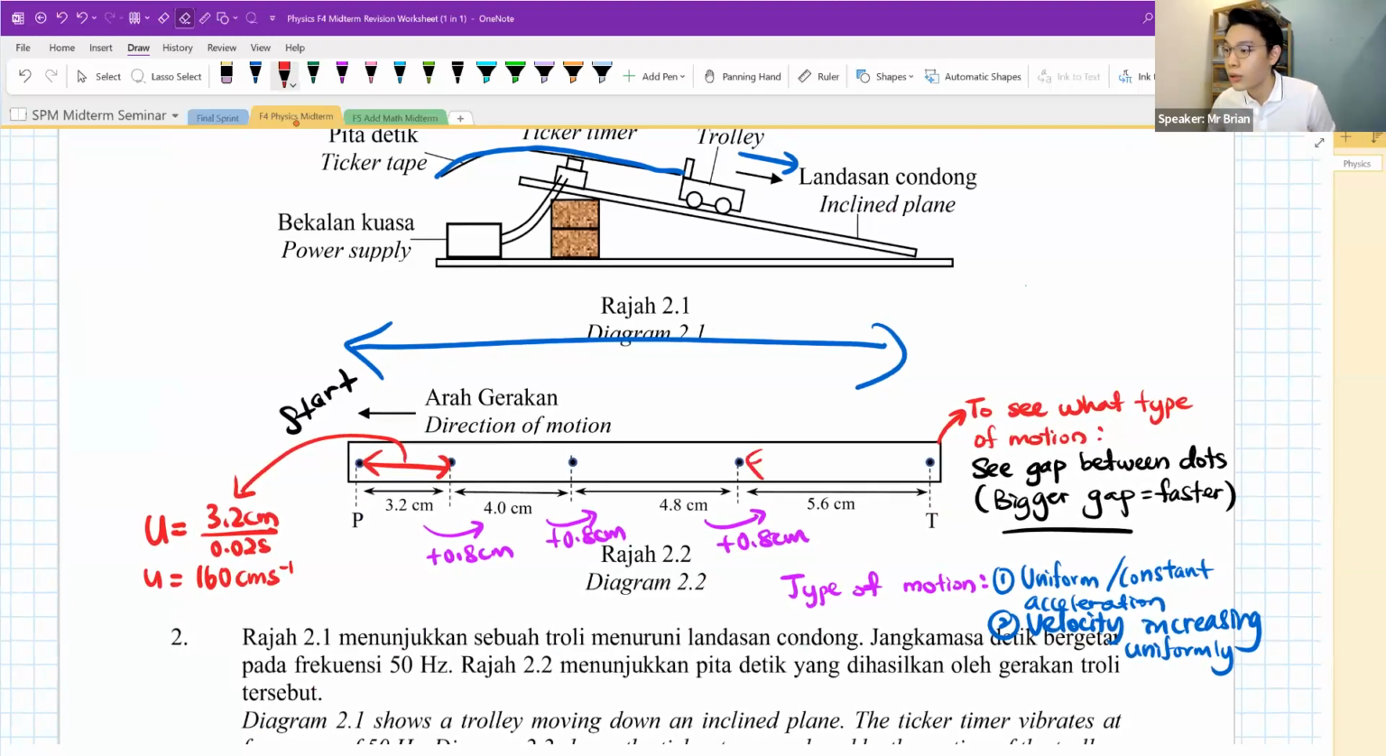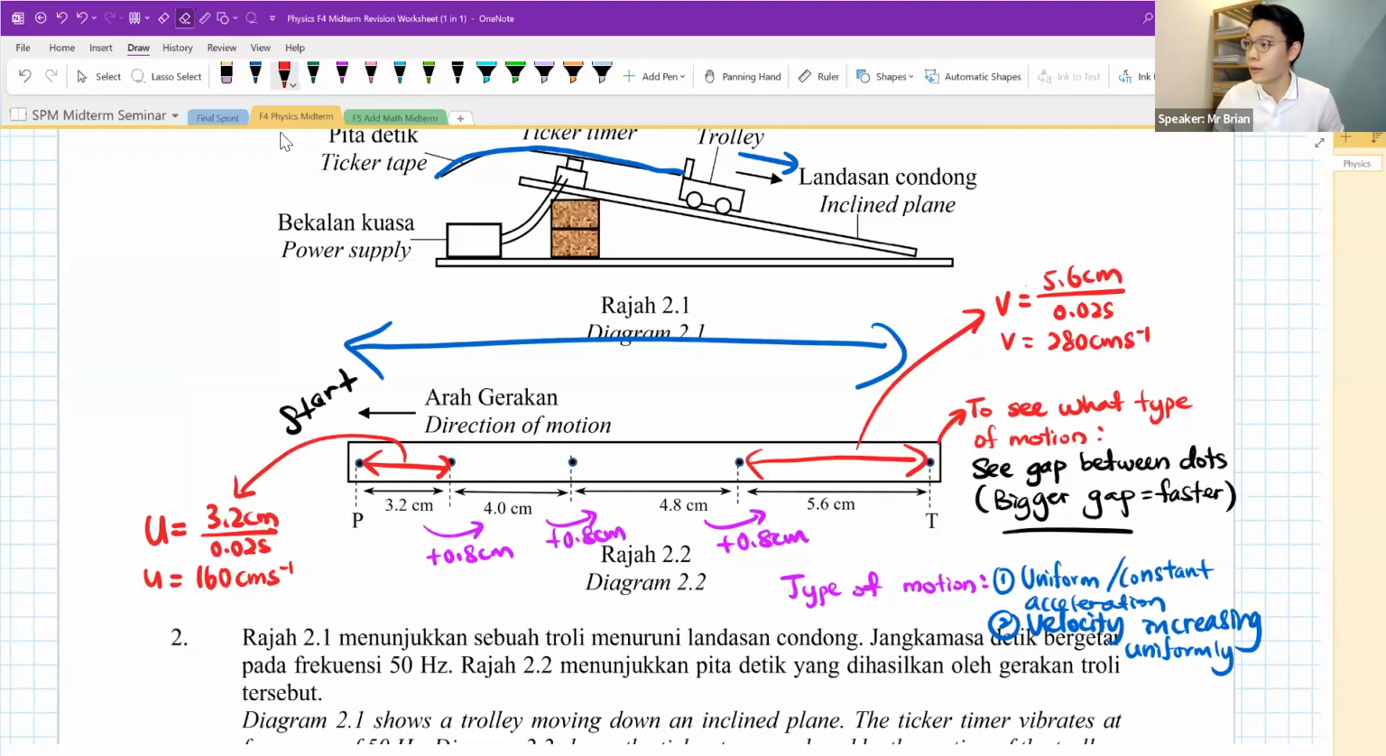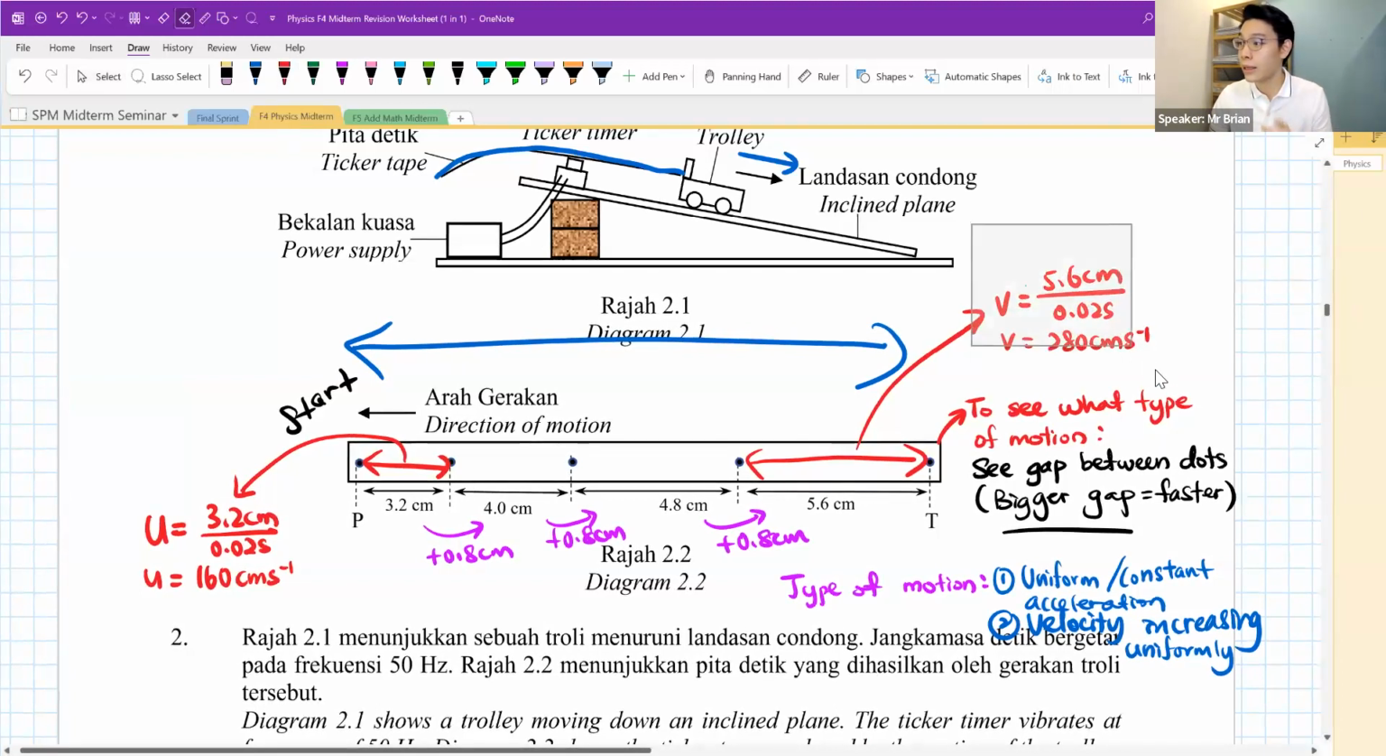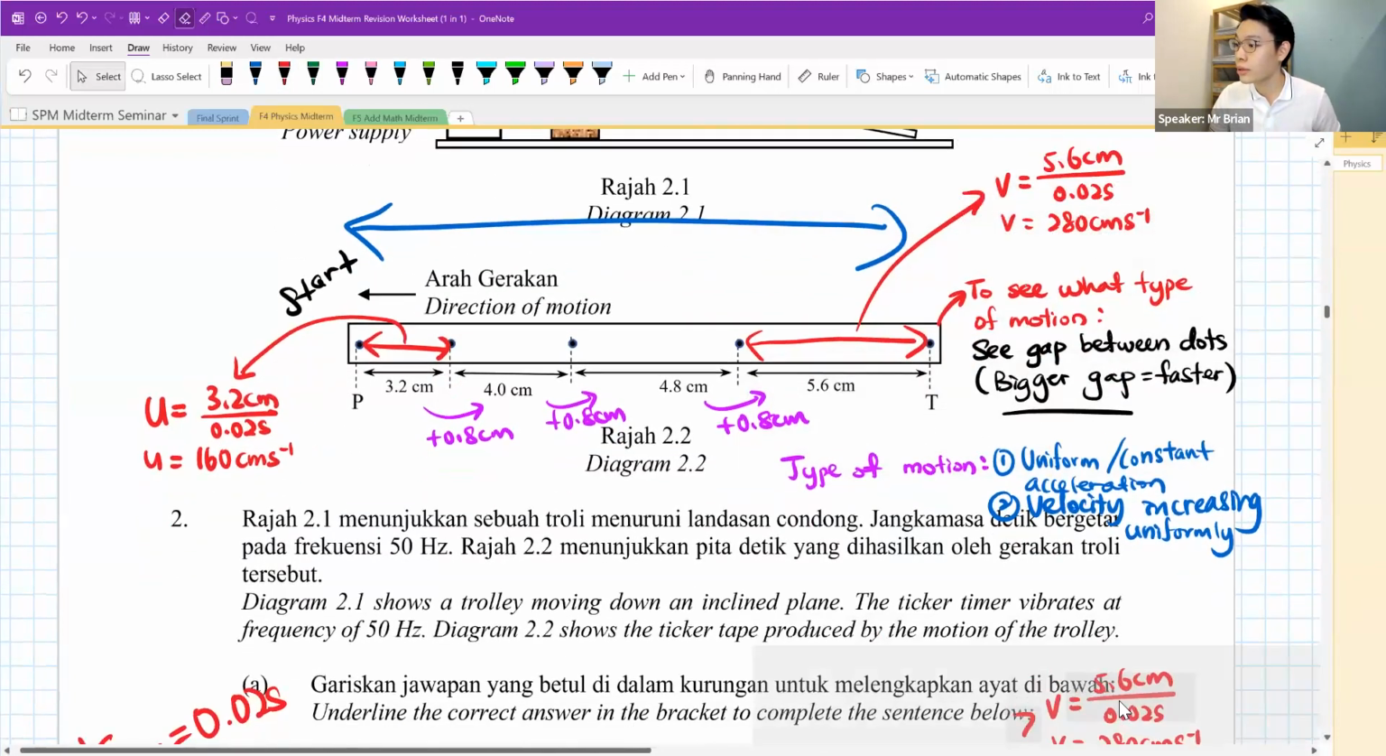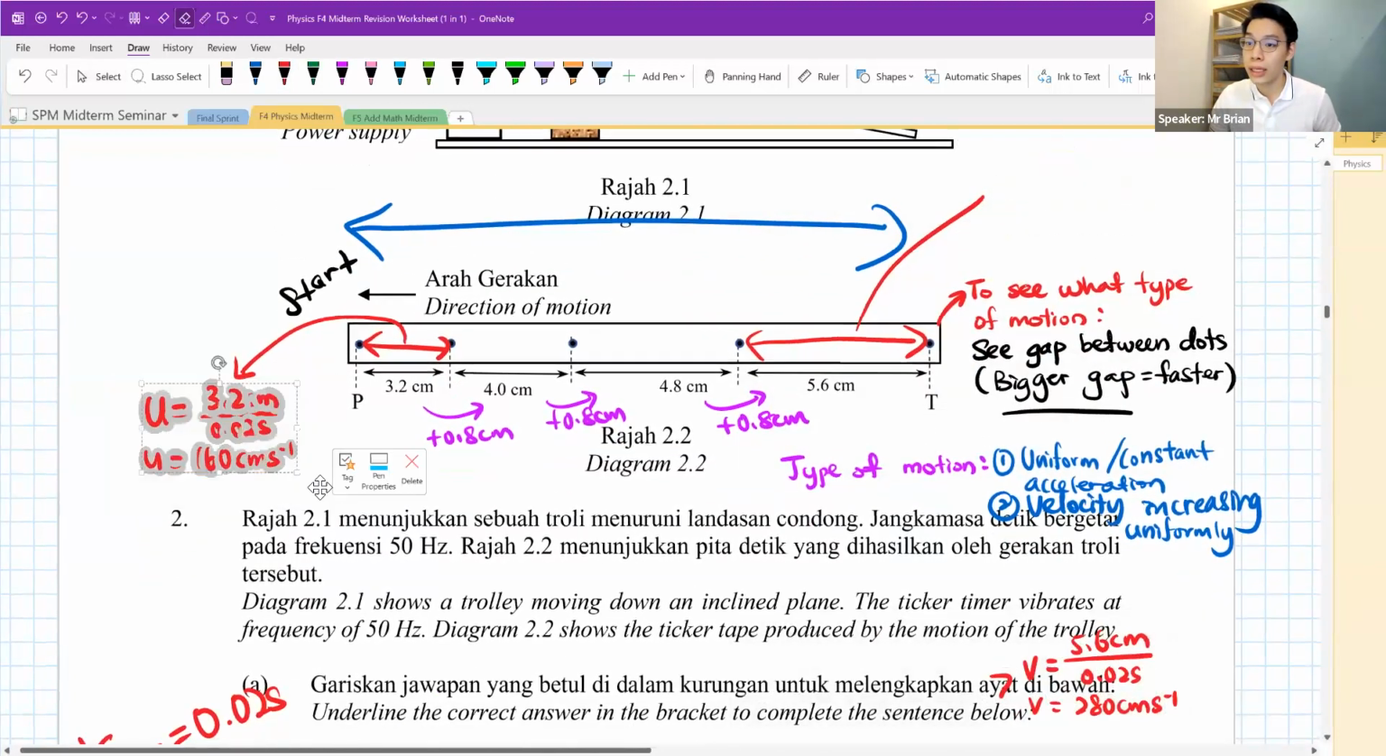Then I'm going to do it for here as well. V is equal to 5.6 cm divided by 0.02 seconds. We get 280 cm per second. I think most of you can get that. Can? So just distance divided by the time. Let me move this down. Let me move this down as well.